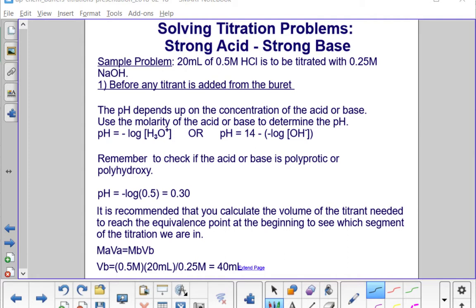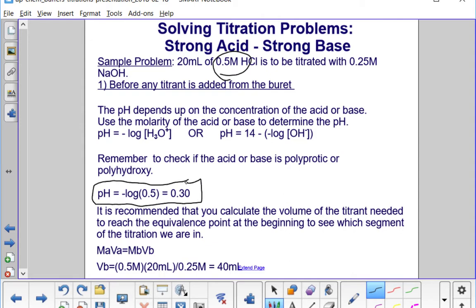So in our example, we have 0.5 molar acid that's being titrated. So that's our hydrogen ion concentration. So the minus log of the hydrogen ion concentration gives us our pH, 0.3. Okay, that's our starting pH. That was the important part of zone 1.